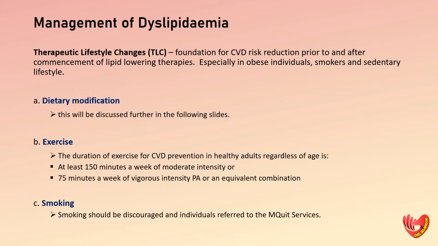For exercise, the duration of exercise for CVD prevention in healthy adults regardless of age is at least 150 minutes a week of moderate intensity or 75 minutes a week of vigorous intensity physical activity or an equivalent combination. Smoking should be discouraged and individuals referred to quit smoking services.